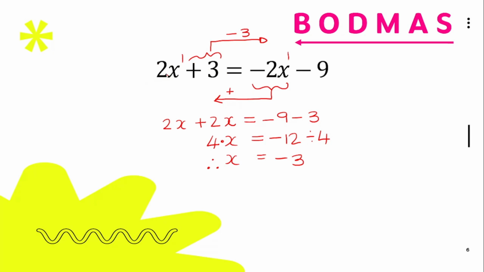Because I can tell you now, there's going to be some of you that go and take this 2 that's over here and take it over, because you think, let me divide this side by 2. But what about the 3? You can't do that. But if you use BODMAS backwards, you will always get the correct answer. Okay.